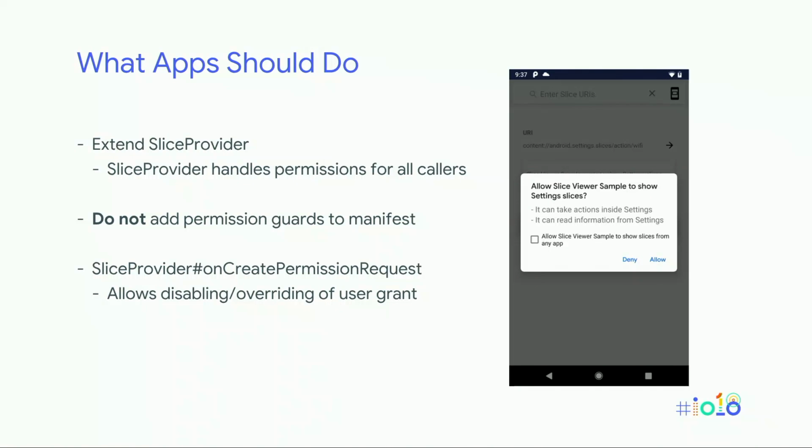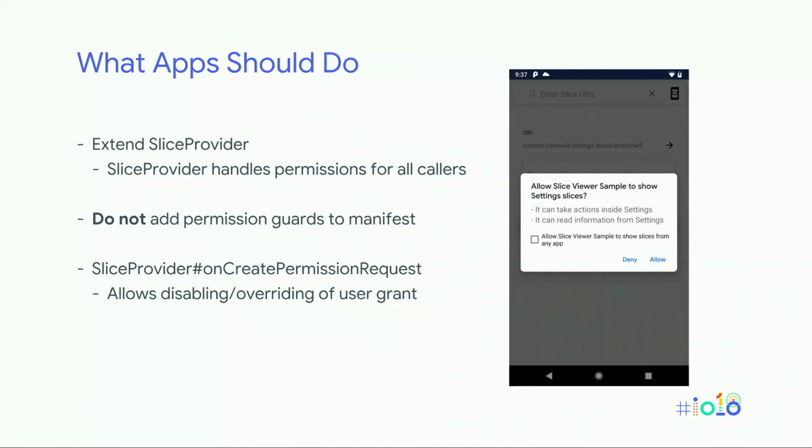If the user clicks on that permission slice that I mentioned, they're going to see a dialog, and they can choose either to grant permissions or not to grant permissions, to give them some transparency as to what's going on and how they're exposing data from your app. So how does this work for you? You should extend Slice Provider, because you're going to need to for everything. Slice Provider is going to handle all of this permission checking for you. Please don't add android:permission to your providers as you're used to in your manifest. That's going to break everything.